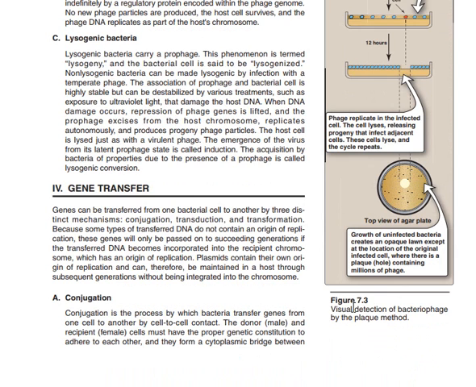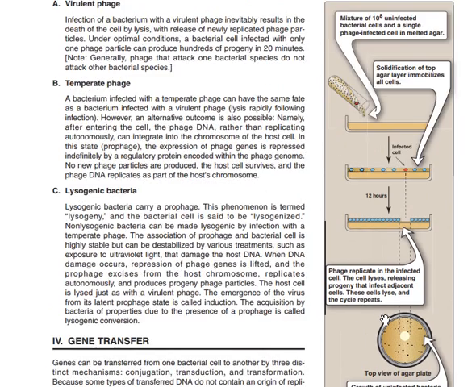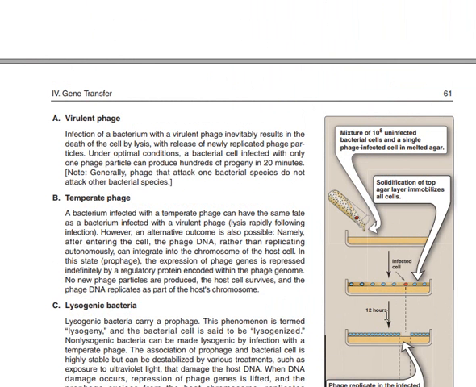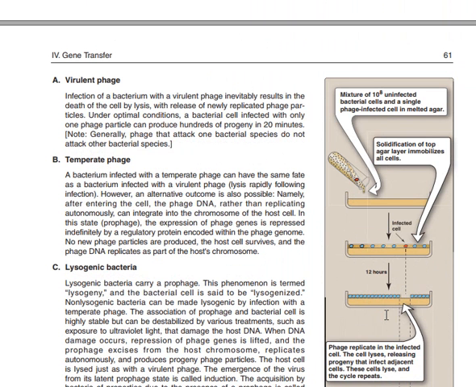Now in this diagram we have visual detection of bacteriophage by the plaque method. So how can you detect a bacteriophage on the plaque? If you have a mixture of 10 to the power 8 uninfected bacterial cells and a single phage-infected cell in melted agar, solidification on top of the agar layer immobilizes all the cells. Is it clear?